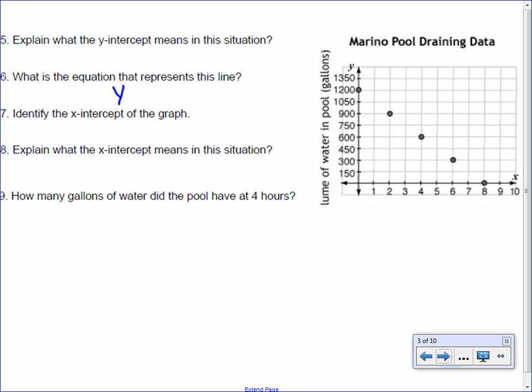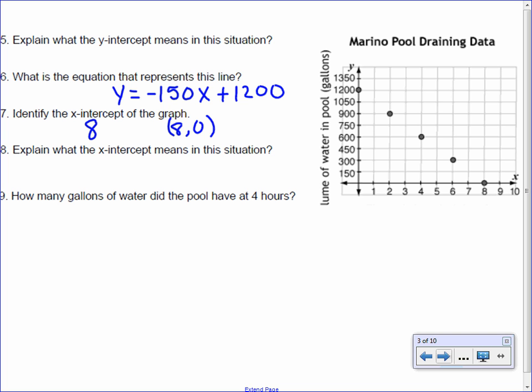We go y equals the negative 150x plus the 1,200. You are to identify the x-intercept, and from our table and the graph, it is very evident that at 8 hours we have 0 gallons of water, which our x-intercept is just 8. Explain what the x-intercept means in this situation. What it means is that after 8 hours of draining the water from the pool, we have 0 gallons of water in the pool.